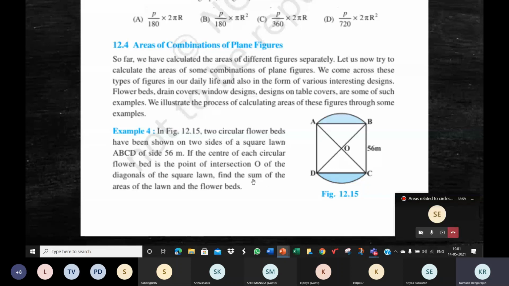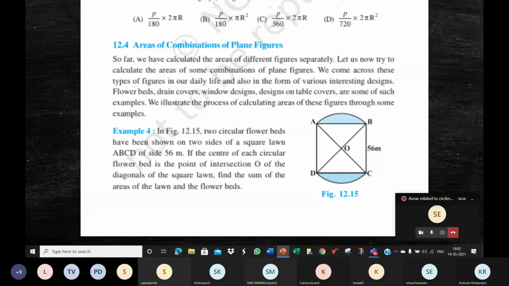Find the sum, meaning you have to add what and what. Find the sum of the areas of the lawn and the flower beds. Find the sum, meaning you have to add the areas of the lawn. That is, you have to add the area of the square lawn and the area of the flower beds. You'll have to find the total area.